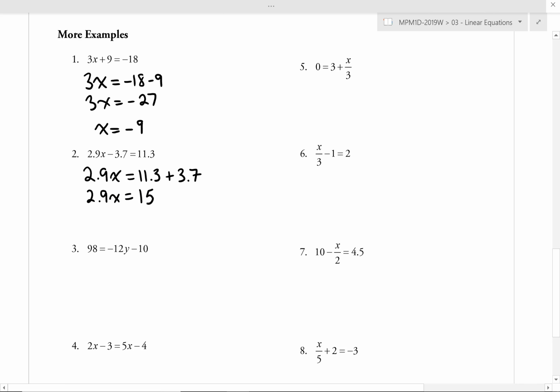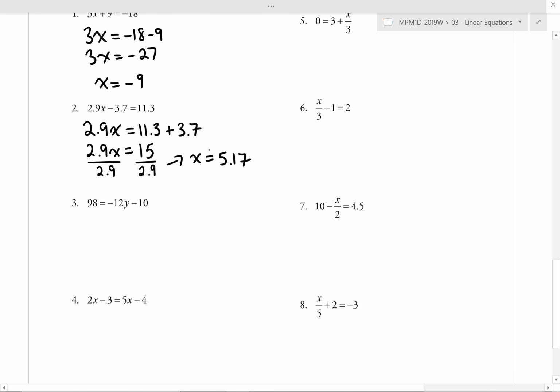And so then we can divide both sides by 2.9, and we end up with x equals, let me just get my calculator out here, 15 divided by 2.9, about 5.17. You can use decimals there because decimals were in the question.